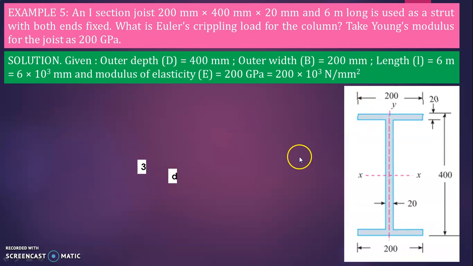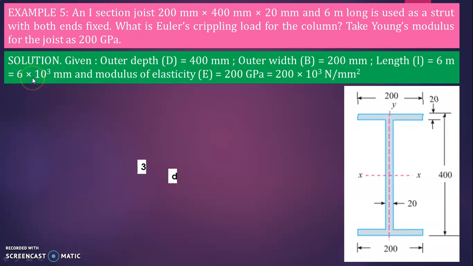This is the given I section. Here the overall breadth is 200 and the depth is 400. The thickness is 20 mm, and here also the thickness is 20 mm. The overall length is given, that is 6 meters, the length of the strut.